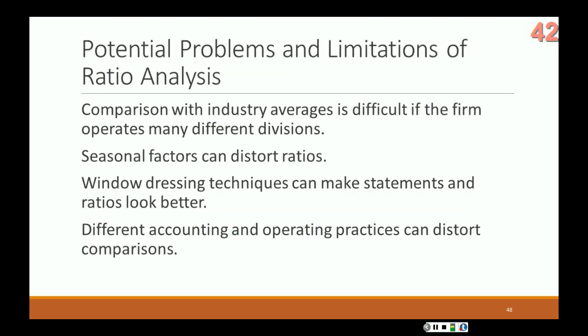So there are some potential problems and limitations with ratio analysis. Comparison with industry averages is difficult if the firm operates with a large amount of divisions. Seasonal factors can distort ratios. Window dressing techniques can make statements and ratios look better. And different accounting and operating practices can distort comparisons.